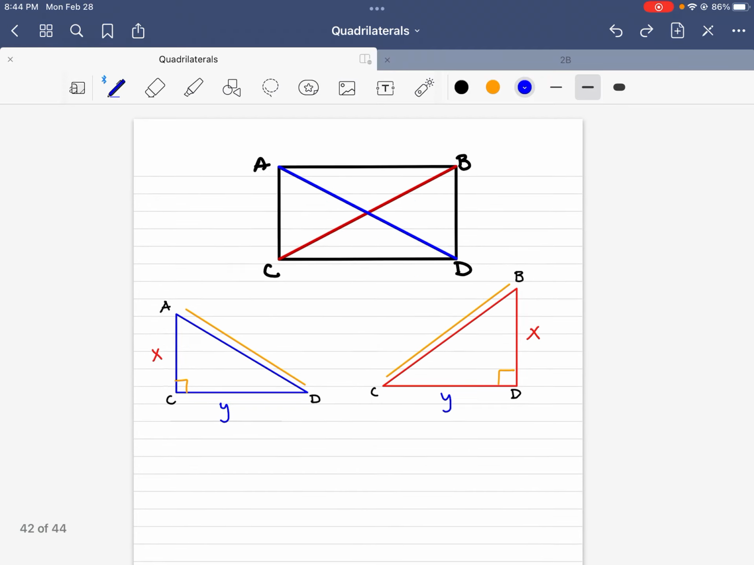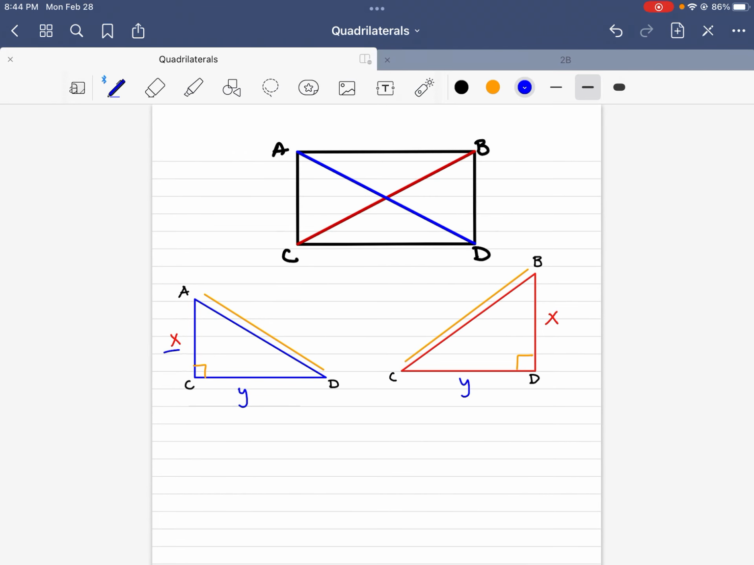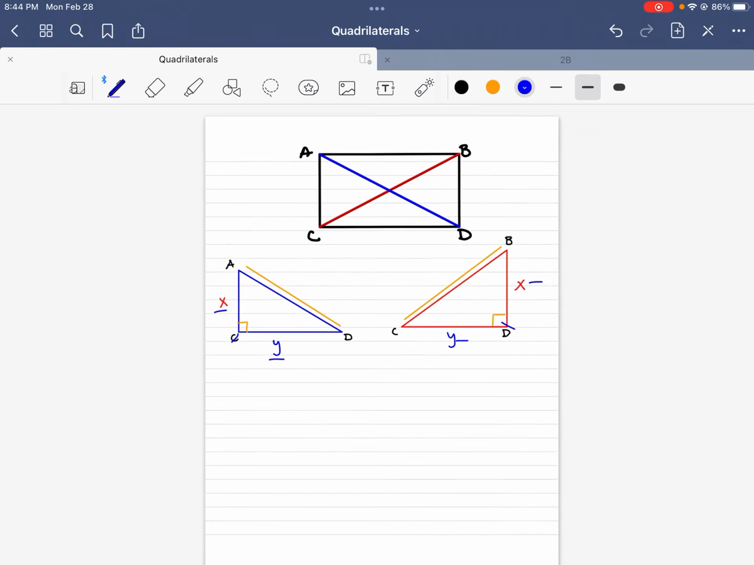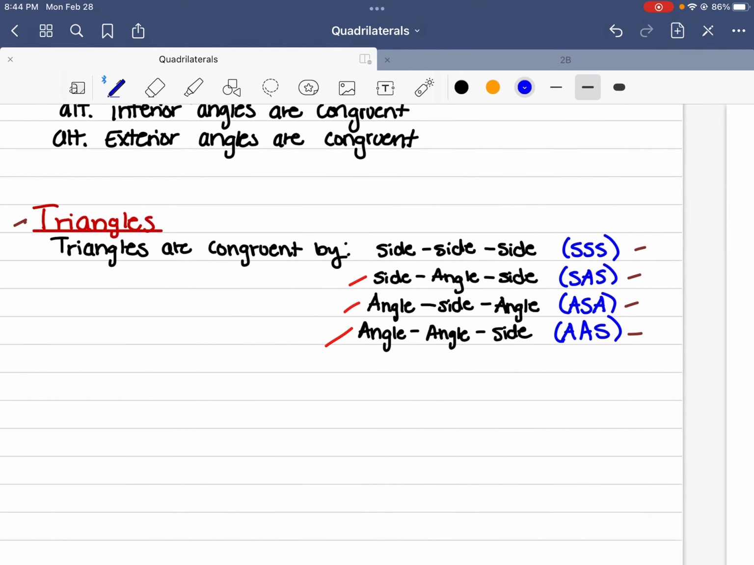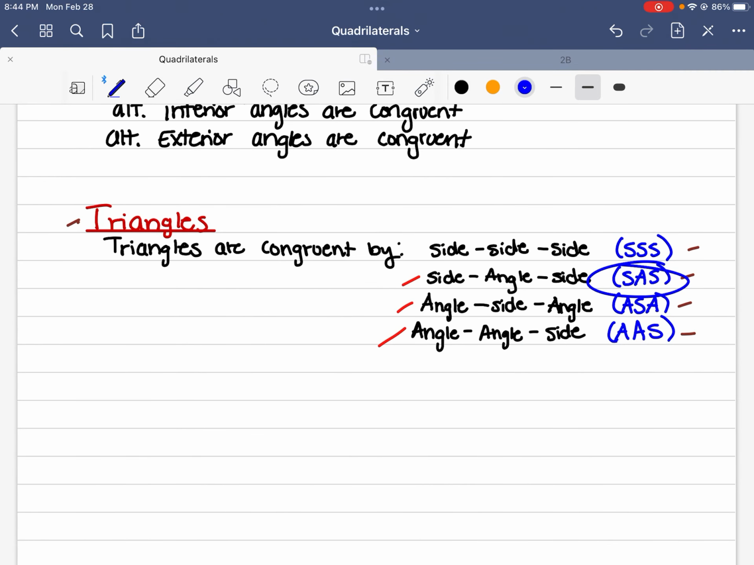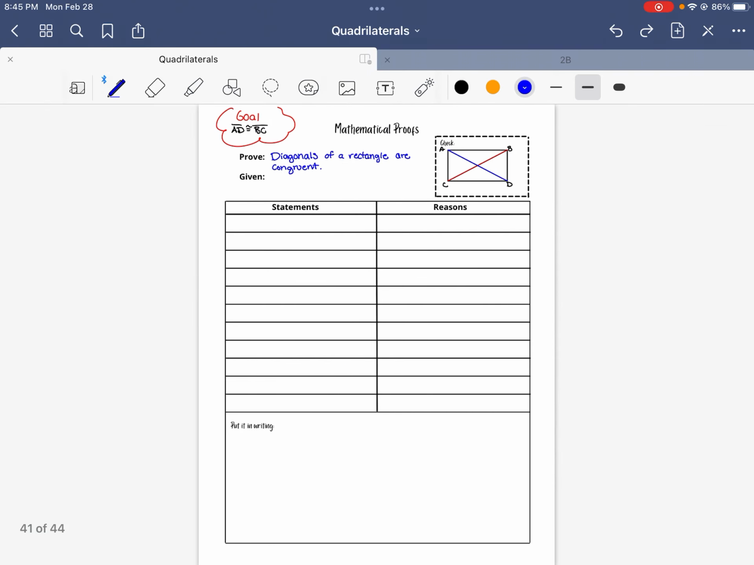So let's see what we have. We have a side, an angle, and a side. We have a side, angle, and a side. Can we use that somehow? Let's go back to our helpful proof definitions and look for a side, angle, side. And yep, it is that second one. So this is the approach I'm going to do. If I can prove that these triangles are congruent, then it follows that the side is also congruent, okay? So let's go ahead and get writing.